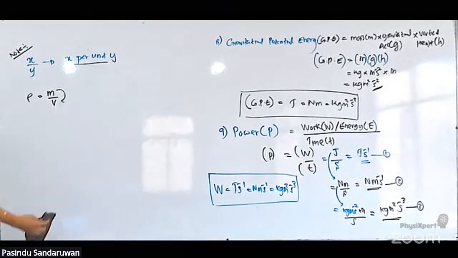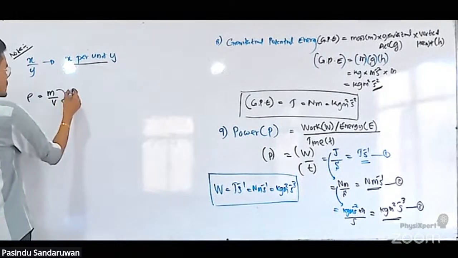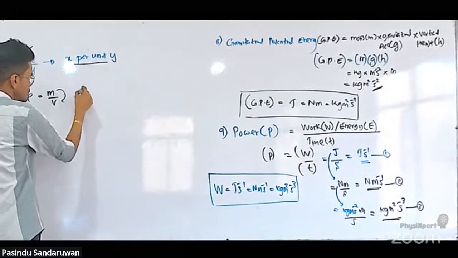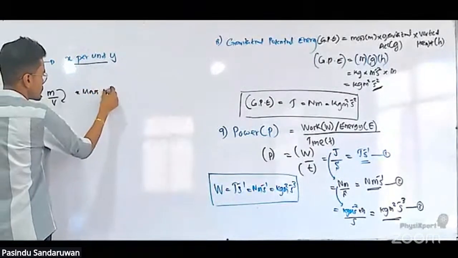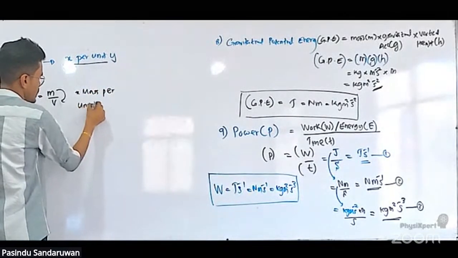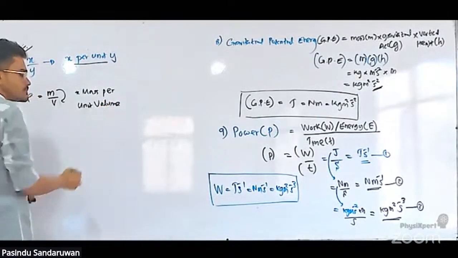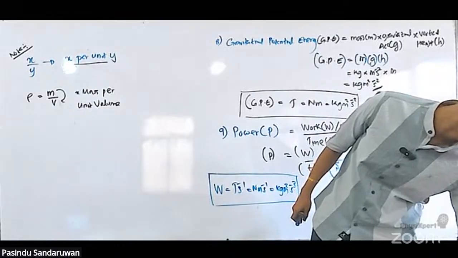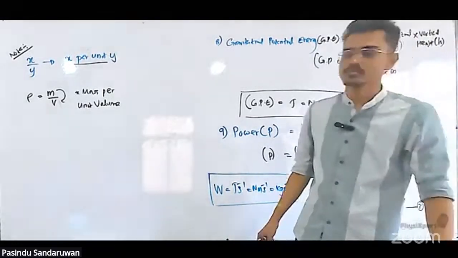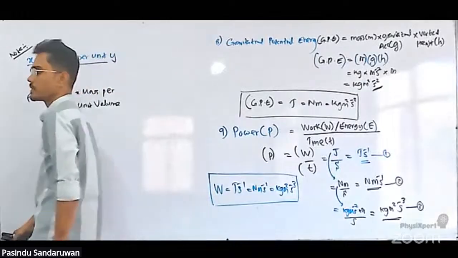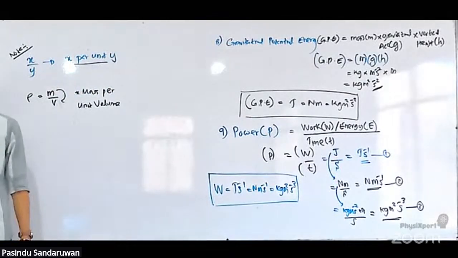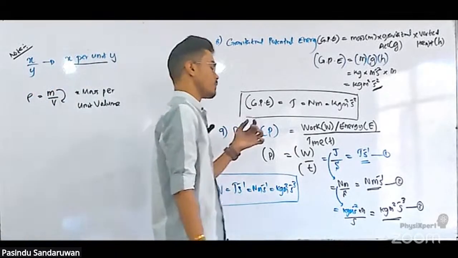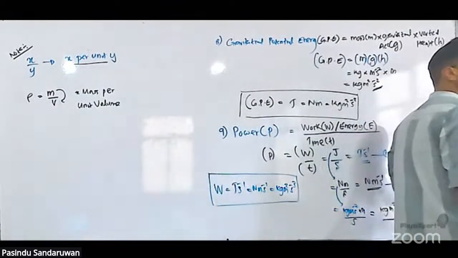If you have no idea on this, take this down as a note. This is mass per unit volume, an example. So likewise, always unit terms are coming to the denominator.